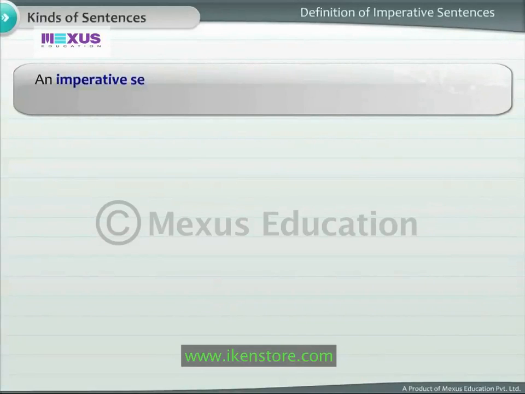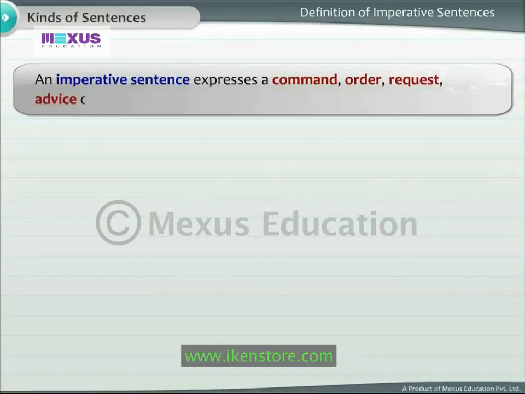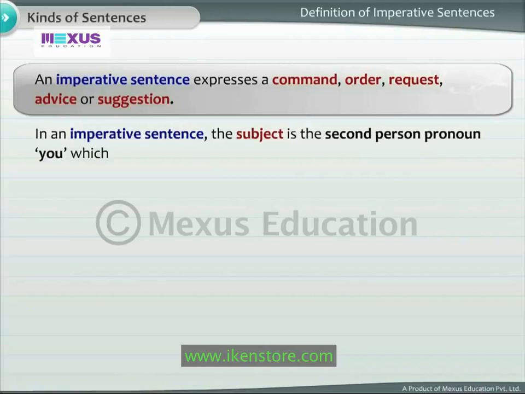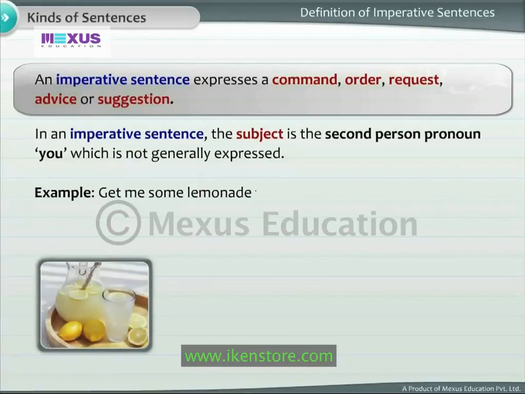An imperative sentence expresses a command, order, request, advice, or suggestion. In an imperative sentence, the subject is the second-person pronoun you, which is not generally expressed. Read this sentence. Get me some lemonade from the kitchen. This is an imperative sentence where the speaker is giving an order to you.